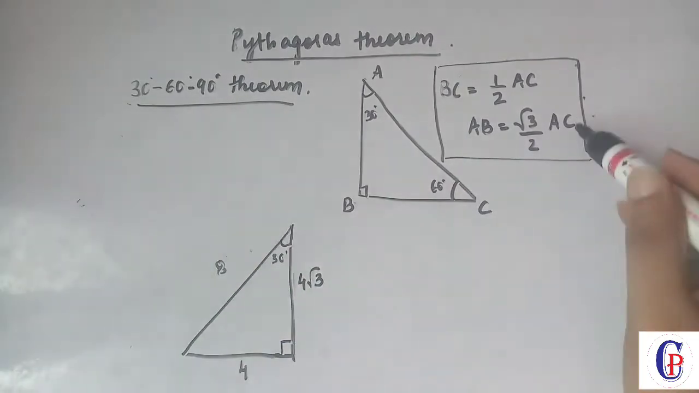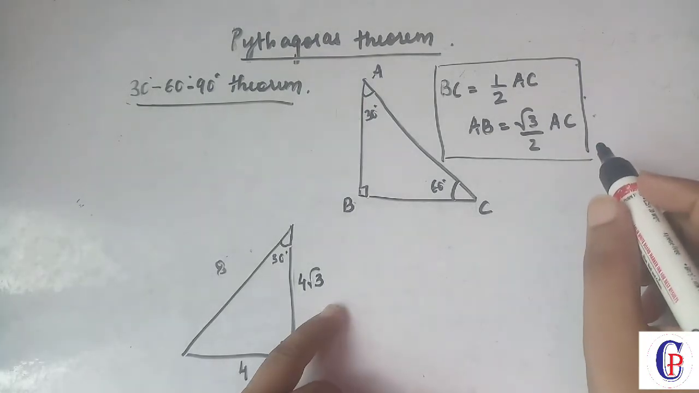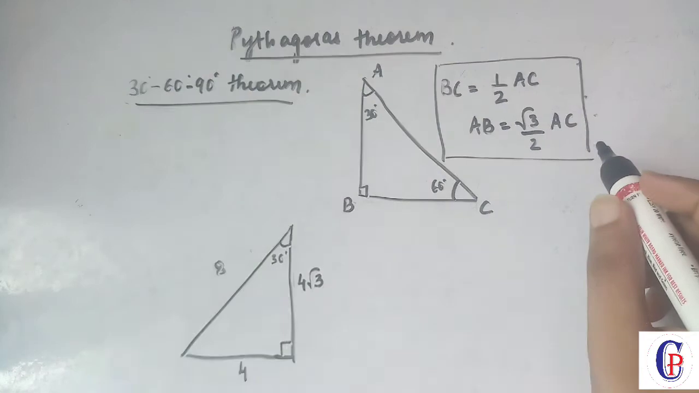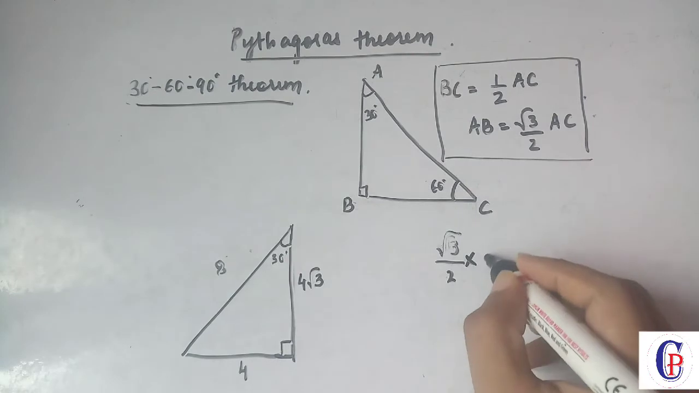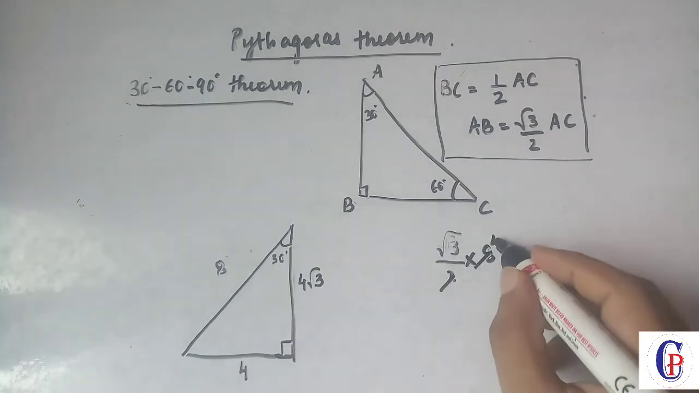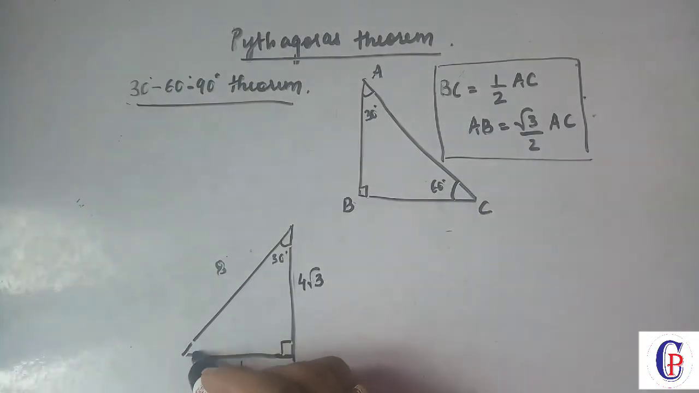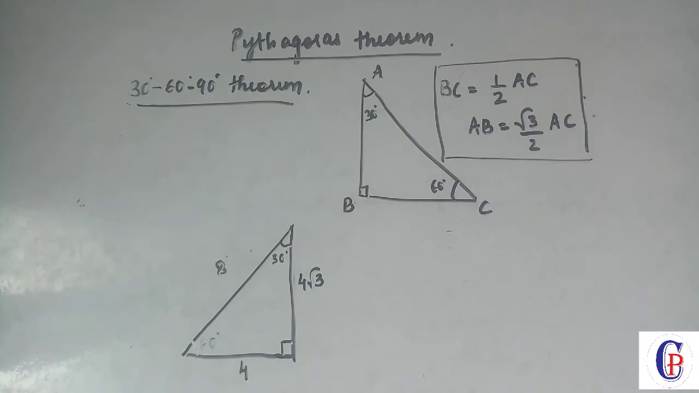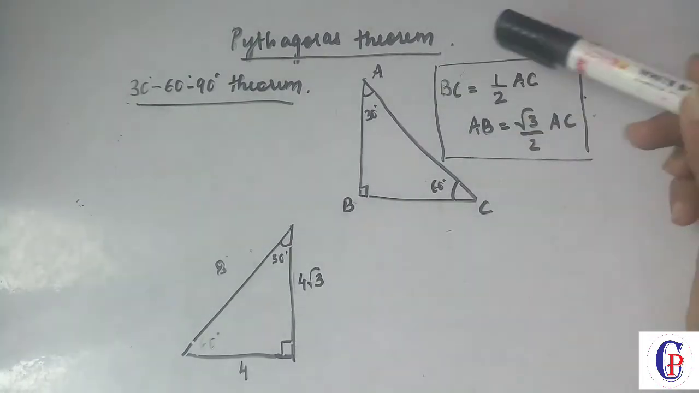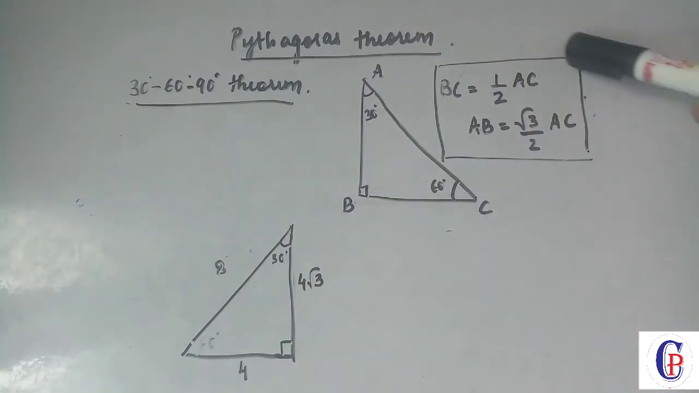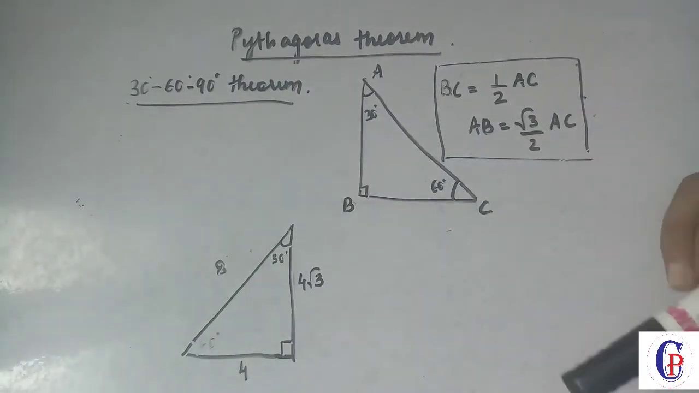Or else you can also use this rule, that this side is root 3 upon 2 times 8, that is root 3 upon 2 times the hypotenuse. So we will say that this is 60 degree. So we have just discussed the 30, 60, 90 degree theorem, that if we have this 30, 60, 90, we will write this result, and if we somewhat get this result, then we can go to the converse and say that the triangle given to us is 30, 60, 90 degree.